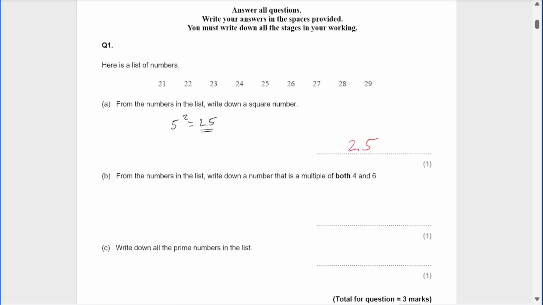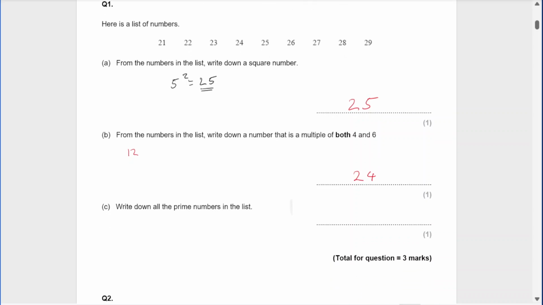Part B, from the numbers in the list, write down all the numbers that are both a multiple of 4 and a multiple of 6. Well, technically, the lowest common multiple of 4 and 6 would be 12, so it's got to be a multiple of 12, and the multiple of 12 is going to be 24, although you could do that by doing 4 times 6 is 24.